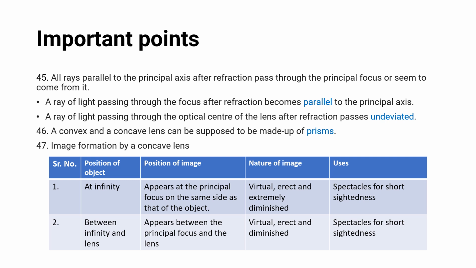Image formation by concave lens. Position of object is at infinity. Then the position of image appears at principal focus on the same side as that of object, and the image will be virtual, erect and extremely diminished. It is used in spectacles for short-sightedness. If the position of object is between infinity and lens, the image appears between principal focus and the lens. The nature of image will be virtual, erect and diminished. The uses will be spectacles for short-sightedness.